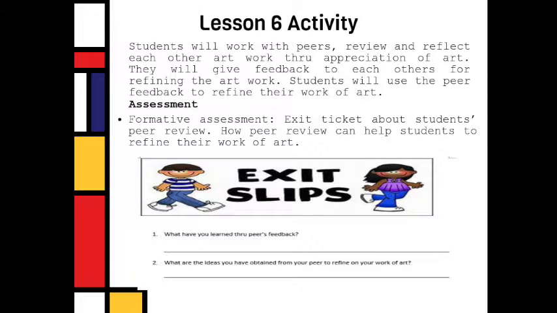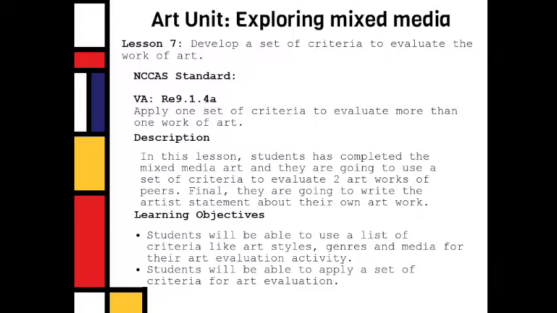So the lesson 6 activity is students will work with peers, review and reflect on each other's artwork through appreciation of art. They will be giving feedback to each other for refining the artwork, and students will use the peers' feedback to refine their work of art. The assessment I'm going to use is the formative assessment. I will give them an exit ticket about the students' peer reviews and how peer reviews help them to refine their work of art.